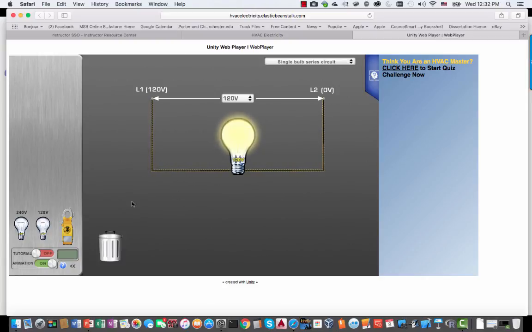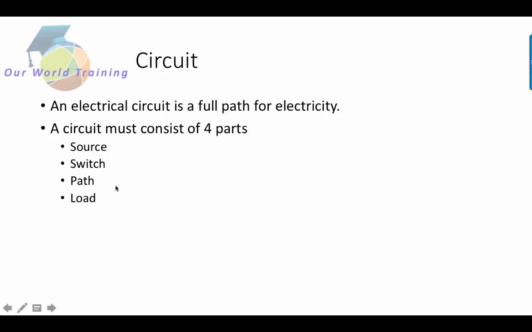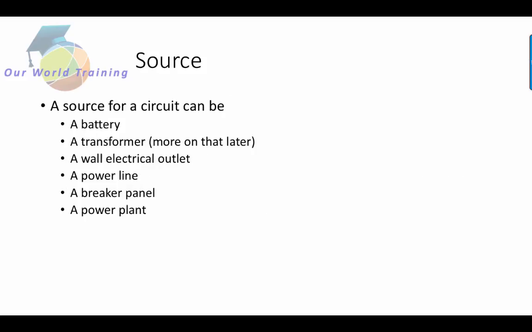The path is the wire, basically. In this example, I don't have a switch. The switch would, in this example, go right here. But I don't have a switch here. So 4 parts in a circuit: source, switch, path, and load. The load is what does work, path is the wire, source might be your plug in the wall.